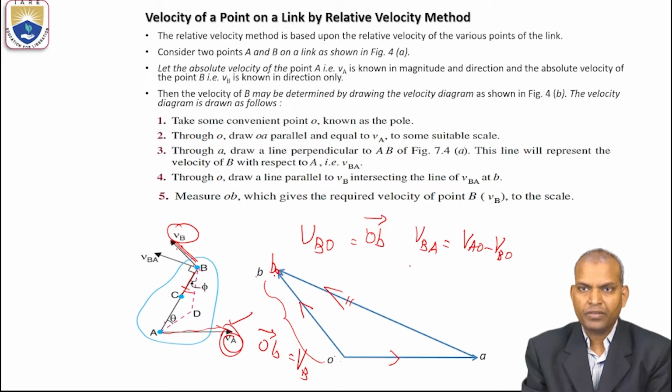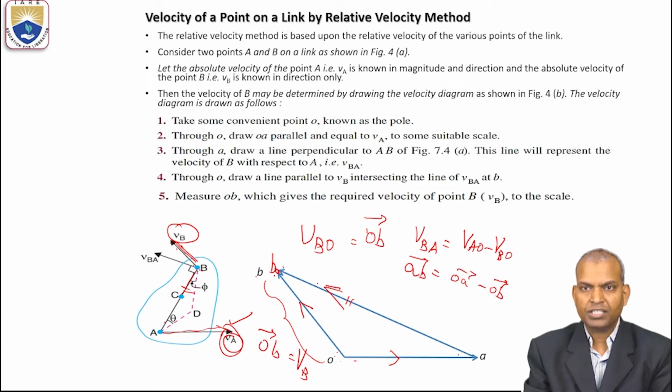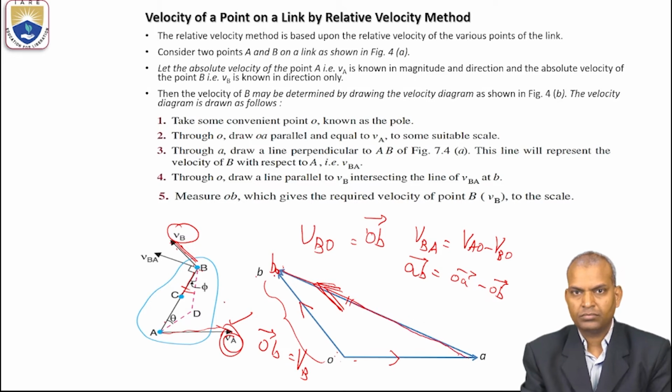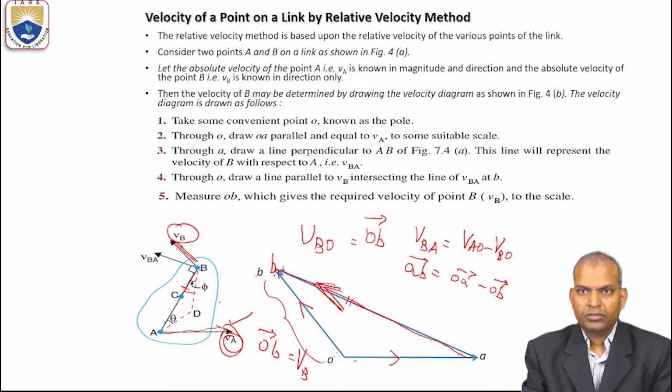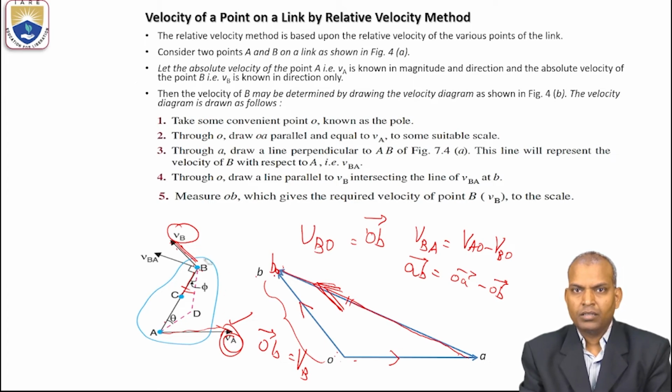What is the vector form? The vector form is A to B equal to O to A minus O to B. O to A and O to B, these are the directions it represents. Which gives the required velocity of point B, VB, to the scale. So thus we will draw the velocity diagram by using the relative velocity method.